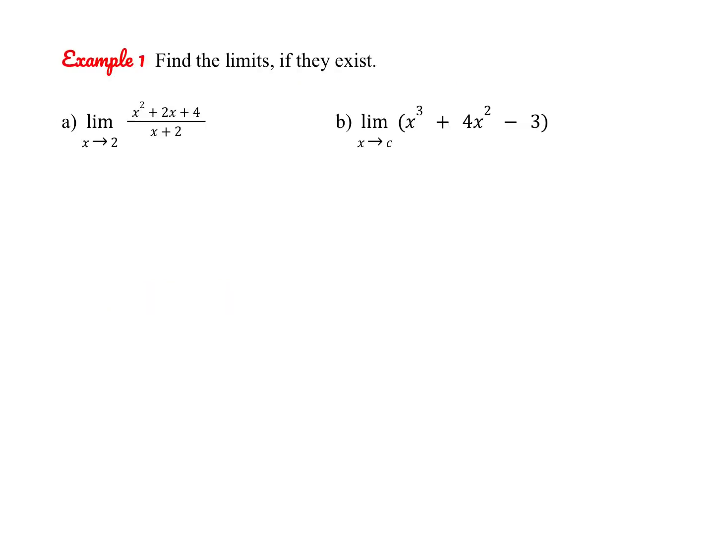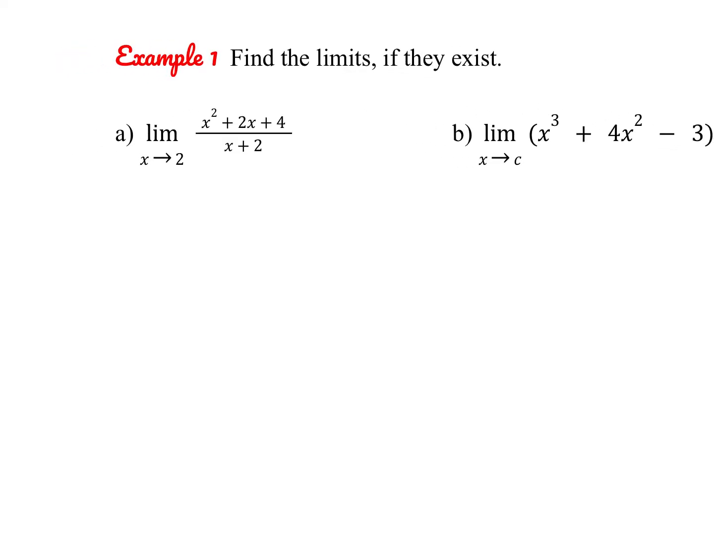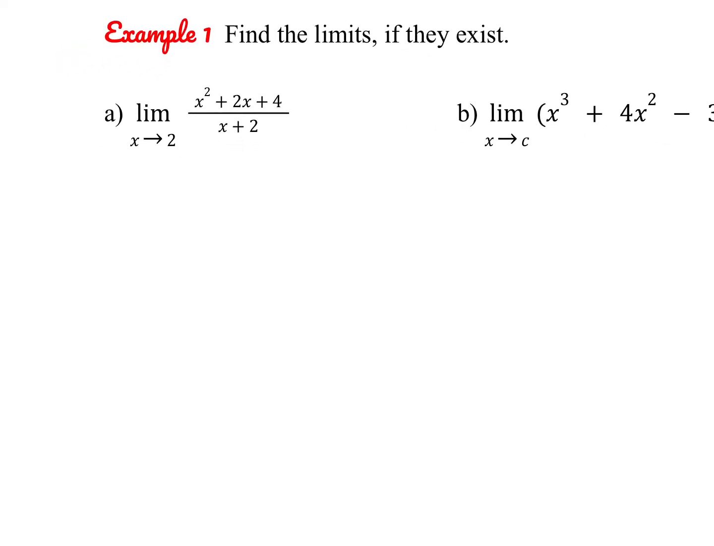All right, let's try these first two examples together. So we're going to find the limits if they exist. So remember we said to evaluate the limit, we're going to always try doing direct substitution first. So to find the limit as x approaches 2, we're really just going to substitute 2 into our function. So we have 4 plus 4 plus 4 all over 4. So that gives us a limit of 3. And since it is a real number, that is in fact our limit.